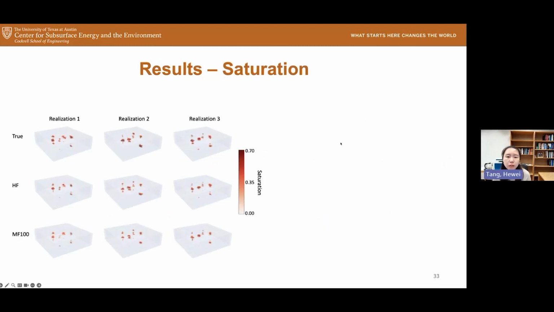And here I show the results of saturation predictions. And similarly, at the first row, I show the simulation prediction results. And on the second and third row, I show the high fidelity model prediction results and the multi-fidelity model prediction results. So very good and accurate predictions.